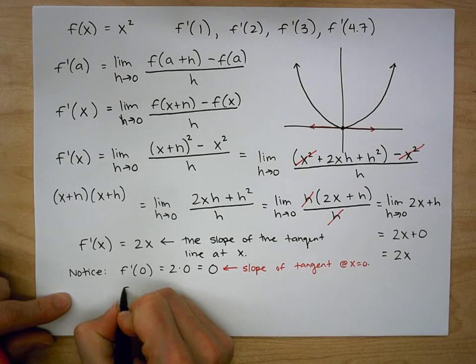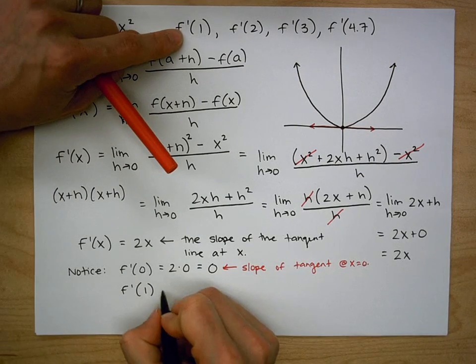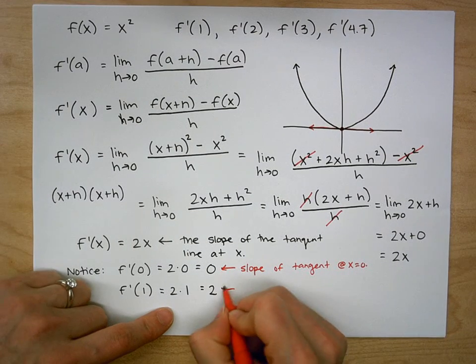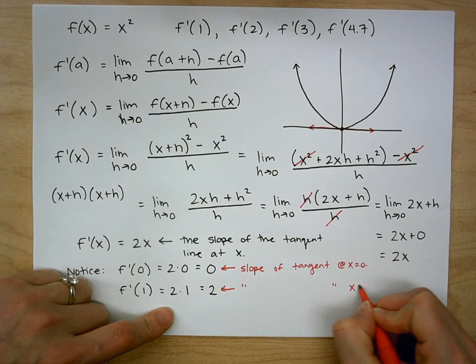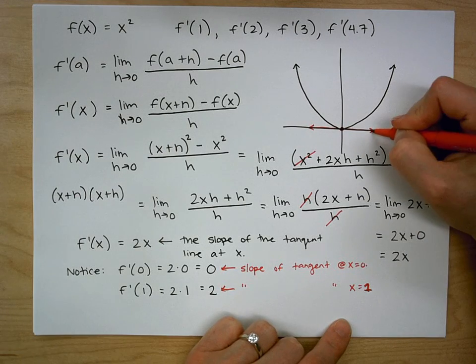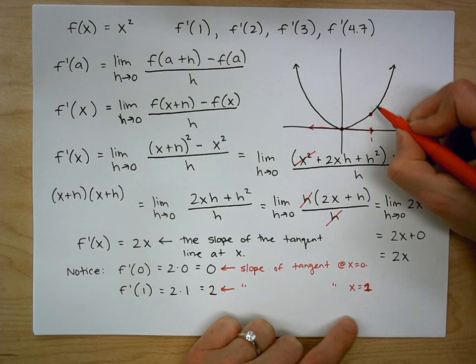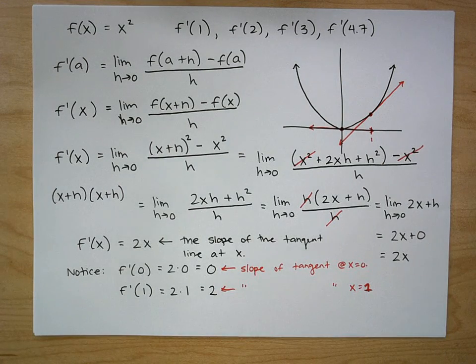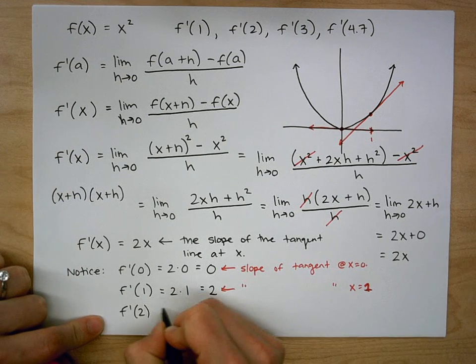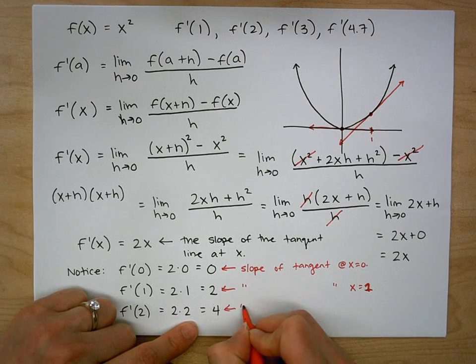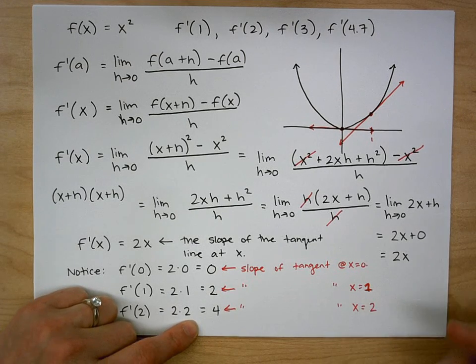All right, if I plug 1 in, these were some of the values I was interested in, 2 times 1 is 2. So that is the slope of the tangent line at x equals 1. If I pick the point 1, maybe right here, that means the slope of the tangent line at that point is 2. If I were to plug in the next number, 2, I'd get 2 times 2, which is 4. That would be the slope of the tangent line at x equals 2.